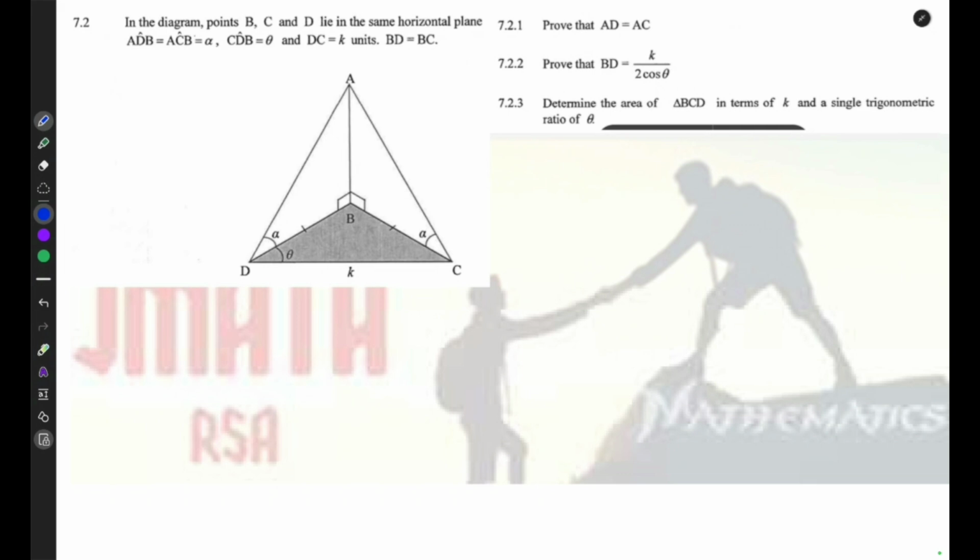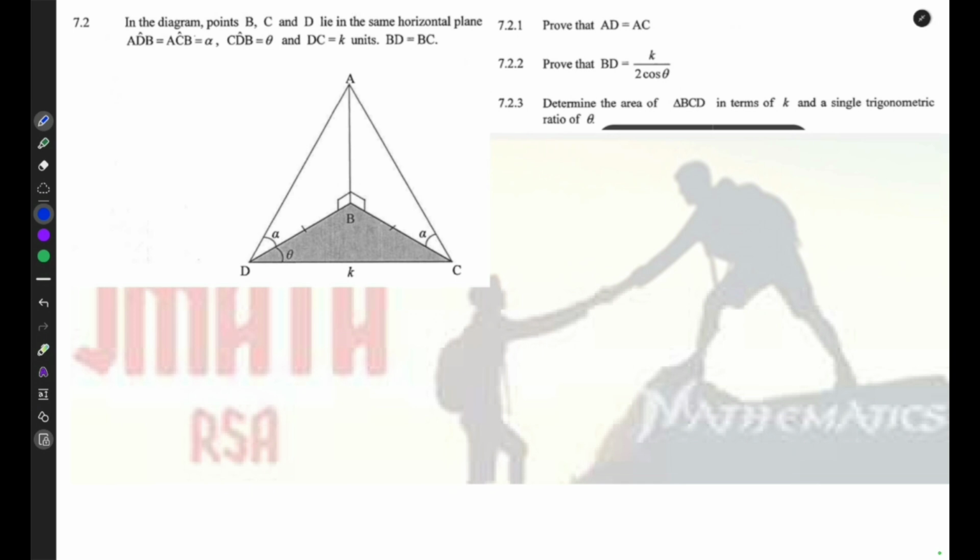In the diagram, points B, C, and D lie on the same horizontal plane. That just means it's flat on the ground. That's why it's gray. Then they tell me there's two angles equal to alpha, there's a theta, and there's a side that's equal to K. They also tell me there's two equal sides in that triangle. So just always take note of everything they write in the paragraph, because sometimes they don't show it on the sketch and then you're lost if you didn't read the paragraph.